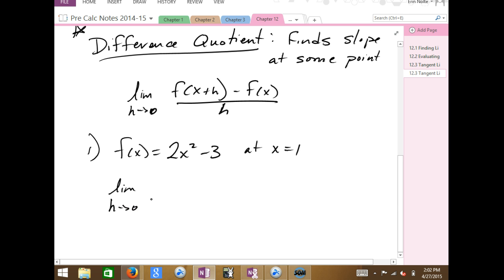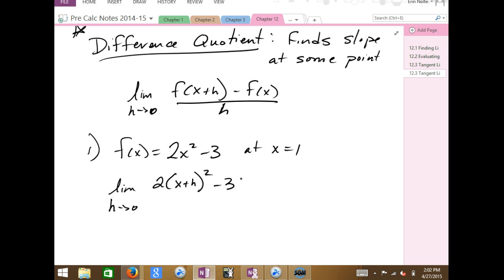Okay, and the first part of this says f of x plus h. So what am I going to do with the x plus h? Good, I'm going to plug it into the x of the function. Okay, so it's going to go 2, there's my x, so I'm going to have x plus h squared minus 3. Is everybody okay with just that part?